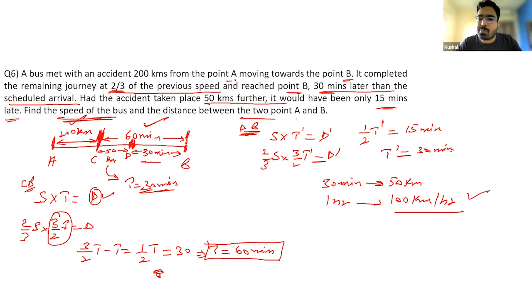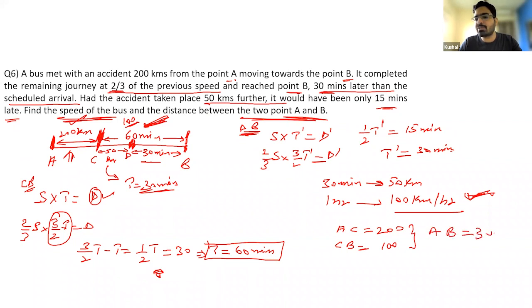And the distance between the point A and the point B. Understand that this 200 is given to you directly, right? So you just have to calculate this distance. Time period is 60 minutes and the speed was 100 kilometers per hour ideally, right? So it should be what? 100 kilometers. This distance should also be 100 kilometers. So 100 plus 200, the total distance from A to C was 200. The total distance from C to B is turning out to be 100 kilometers. So the total distance from A to B must be 300 kilometers, right? So the answer to this question is 300 kilometers and 100 kilometers per hour.